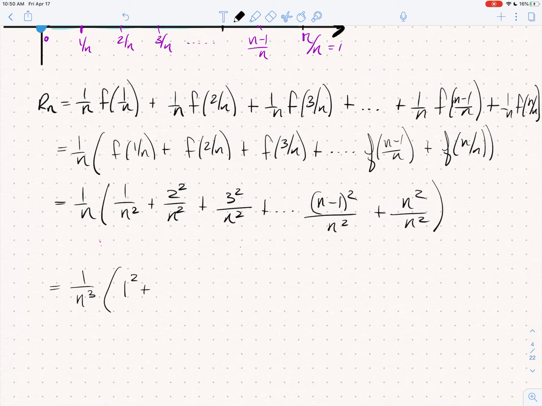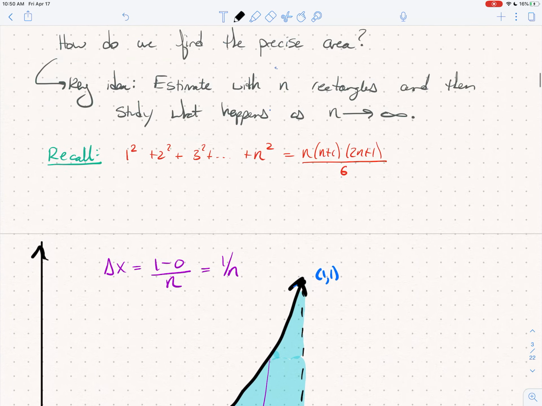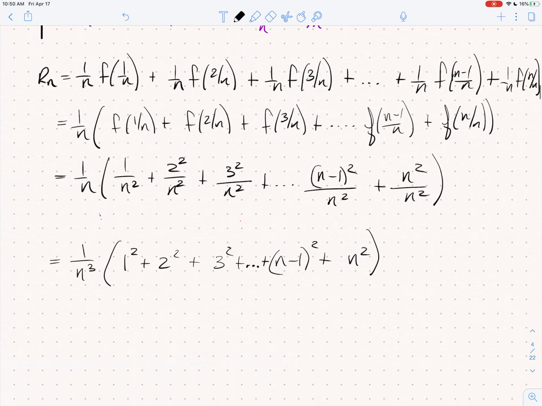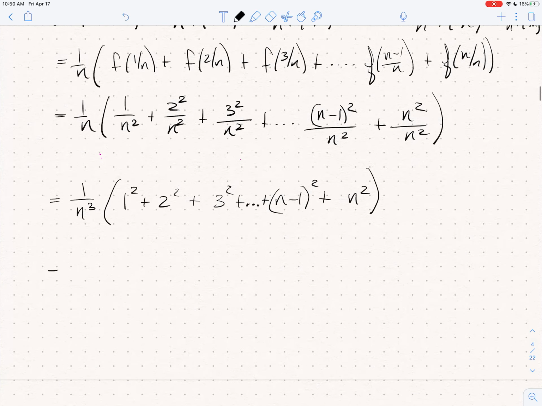And we can write this as 1 over n cubed. And then I'm going to think about 1 as 1 squared, because it is. 1 squared plus 2 squared plus 3 squared plus dot dots here, otherwise that's not true, plus n minus 1 squared plus n squared. Oh my goodness, that's the formula that we just looked at right there. So I know how to simplify that. So this becomes 1 over n cubed times, this whole thing simplifies down to n times n plus 1 times 2n plus 1 all over 6.